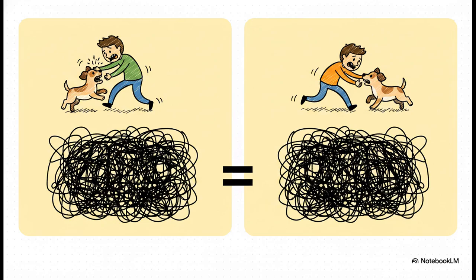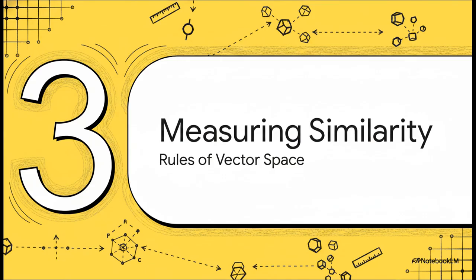which is exactly why modern models don't just look at words, they look at how those words interact with each other. That leads us right into section 3, measuring similarity and the rules of the vector realm. Because once our text is translated and securely placed into this dense vector space, we need rules to measure exactly how close these concepts are to one another.